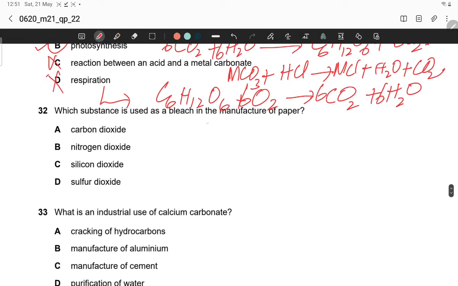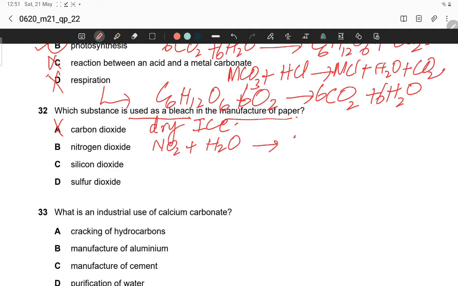32. Which substance is used as a bleach in the manufacture of paper? Carbon dioxide, no, carbon dioxide cannot be used to bleach, so this is incorrect. Carbon dioxide as dry ice is not used as a bleach. Nitrogen dioxide NO2 makes acid rain, HNO3.